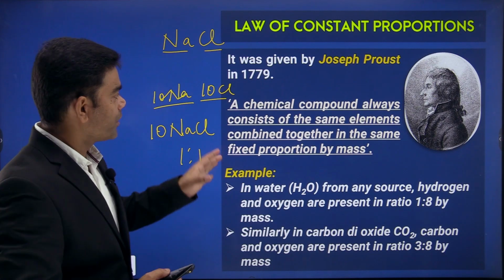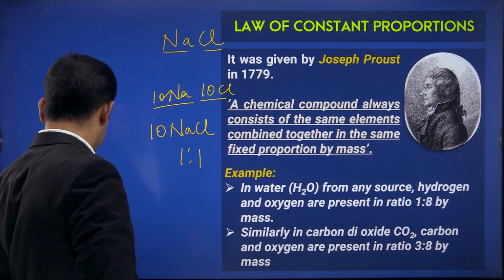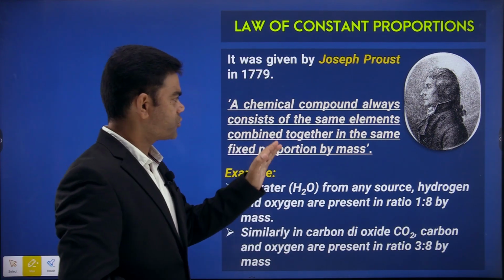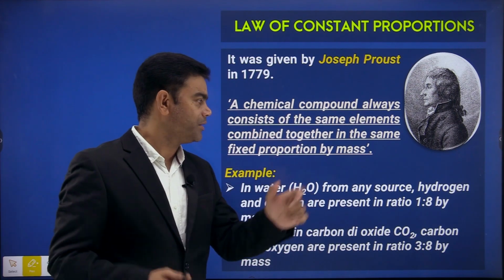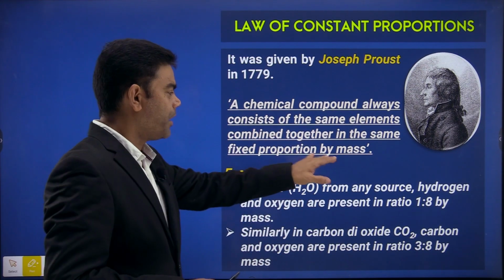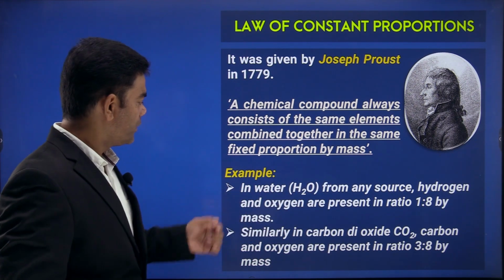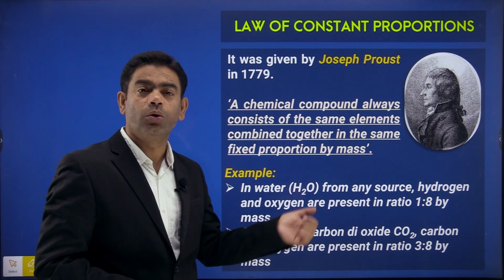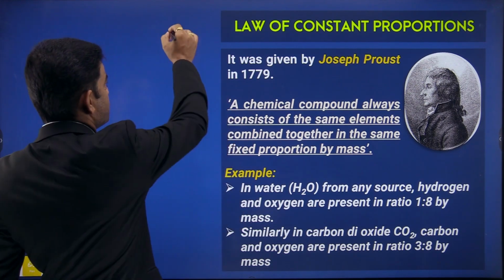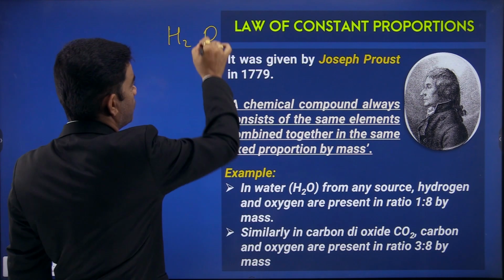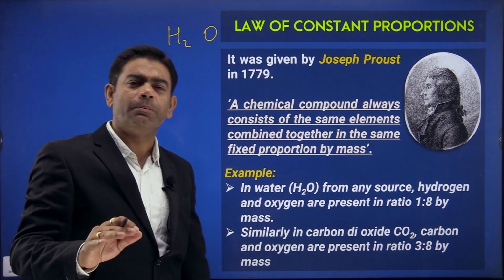Okay, so the law says a chemical compound always consists of the same elements combined together in the same proportions by mass. Here they are talking by mass. Example है हमारे पास, let's check it out. Water, water is H2O. Okay, so यह हाइड्रोजन का मास 1 होता है.